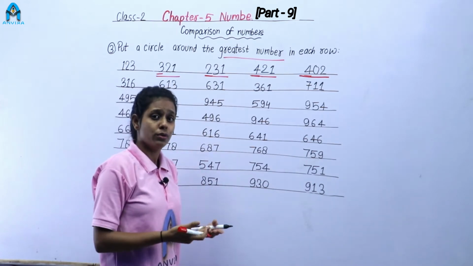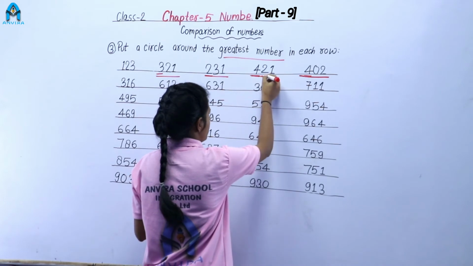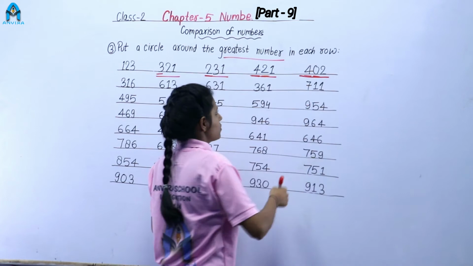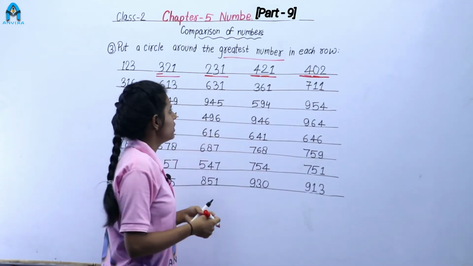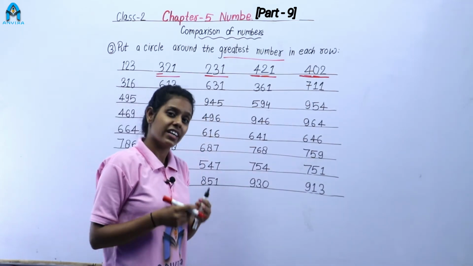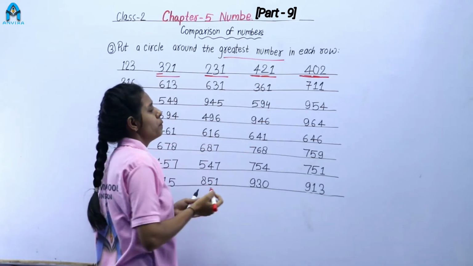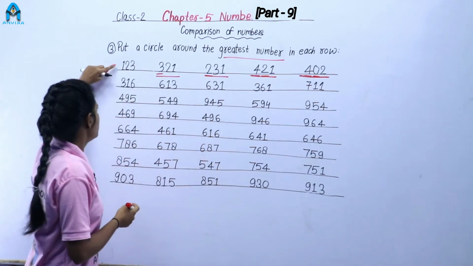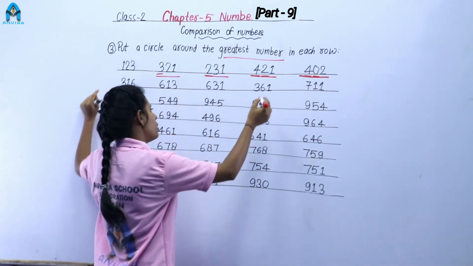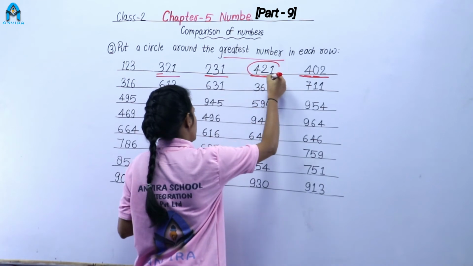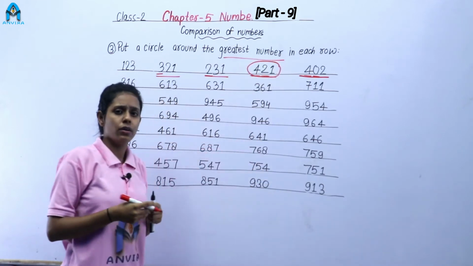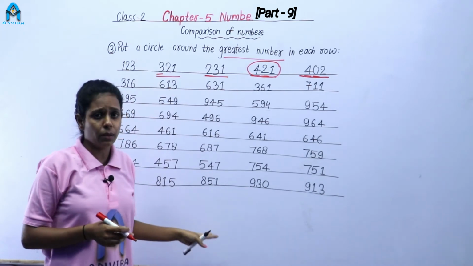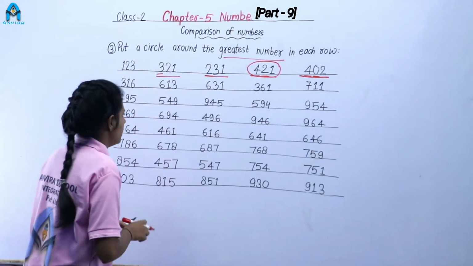Now, let's go to the tens place. Here is 2 and here is 0. So, which is greatest? Yes, 2 is greatest. So, we say 421 is the greatest number in this row. So, put circle on 421. Just like this, compare all these numbers and put circle. Let's start.